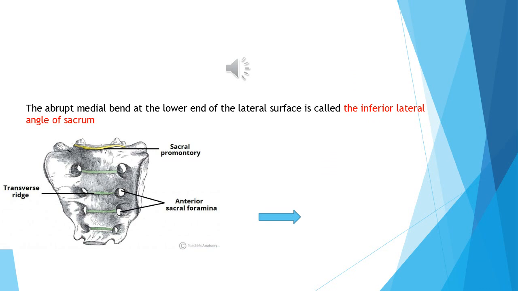You can see an abrupt medial bend at the lower end of the lateral surface. It is called the inferior lateral angle of the sacrum.